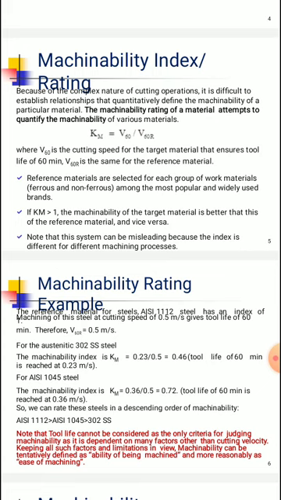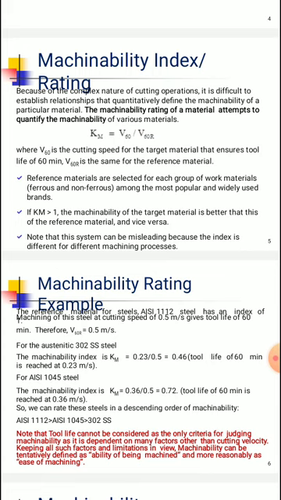So we have to take a note that the tool life cannot be considered as the only criteria for judging the machinability, as it is dependent on many factors other than the cutting velocity. I have already told in the prior slide that this system may be misleading. The tool life may go beyond that 60 minutes. It might be 65 minutes, it might be 66 minutes. It does not only depend on the cutting velocity.